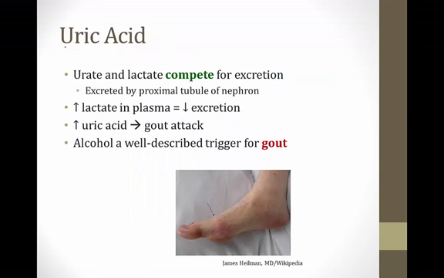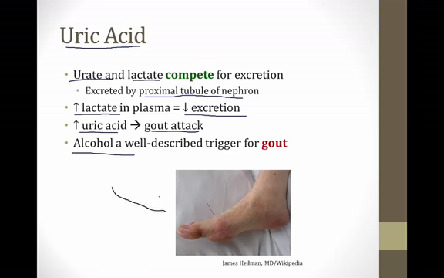Alcoholics also have problems with uric acid metabolism, and the reason is because uric acid and lactic acid compete for excretion by the proximal tubule of the nephron. So when you develop high lactate levels in the plasma, as you do in alcoholics when they get a lactic acidosis, they have decreased excretion of uric acid. This means their uric acid levels rise and they can develop a gout attack. And alcohol is a well-described trigger for a gout attack among patients who have gout, and this is a swollen big toe, which is a classic finding in patients who have an acute attack of gouty arthritis.